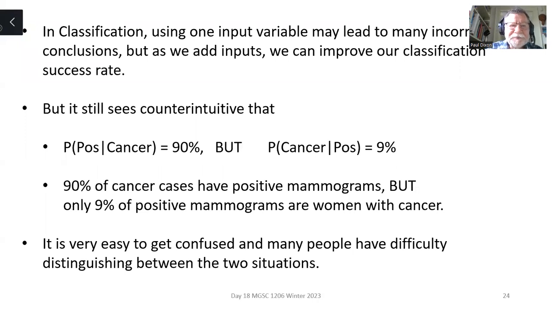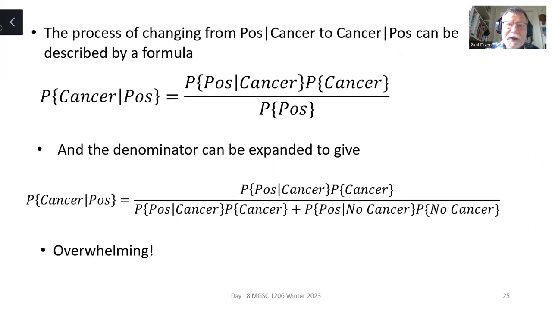But it still seems counterintuitive. The probability of a positive test if you have cancer is 90%. But the probability you have cancer given you have a positive test is 9%. Flipping things around, A given B versus B given A, give me completely different answers. It's really easy to make that mistake. And that's why a lot of people have trouble with probabilities.